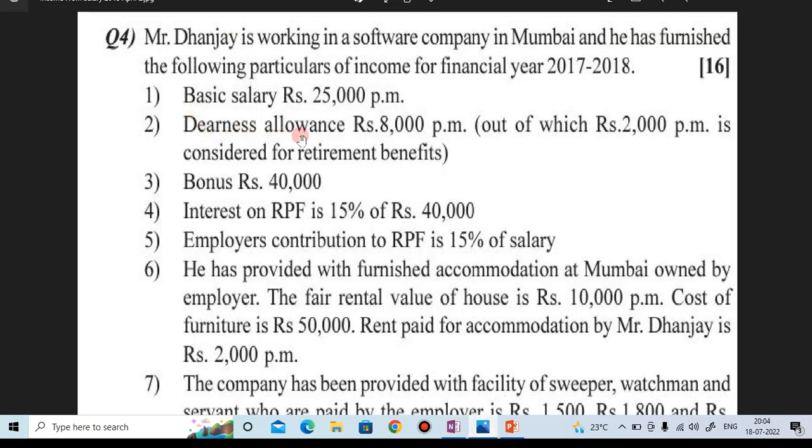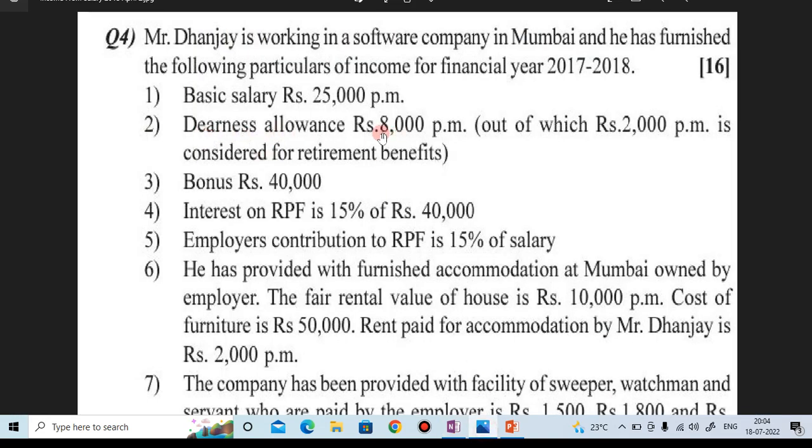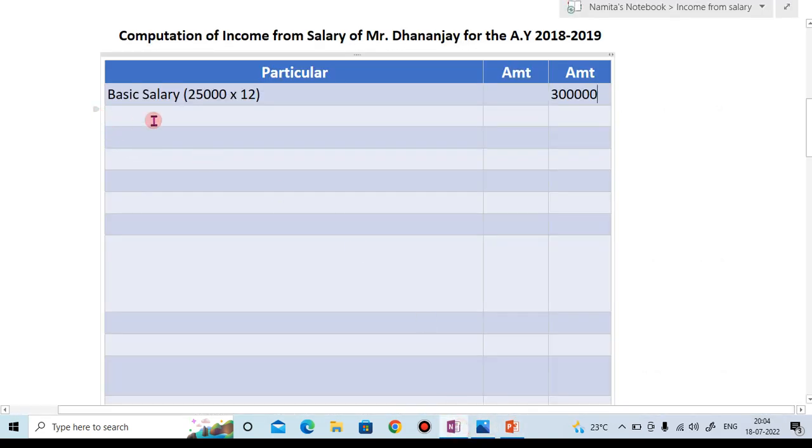After this, Dearness Allowance. Dearness Allowance is rupees 8,000 per month, and out of this, 2,000 per month is considered as retirement benefit. Now this 2,000 we will not take in the Dearness Allowance calculation; we will take it at the time of calculation of salary. So in this format you write Dearness Allowance, that is DA, 8,000 per month. Multiply it by 12 and write in the outer column: 8,000 multiplied by 12, 96,000.